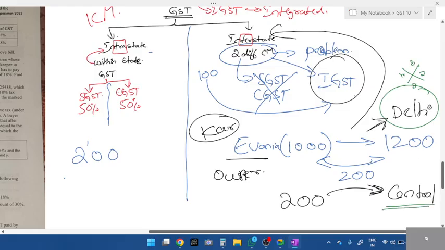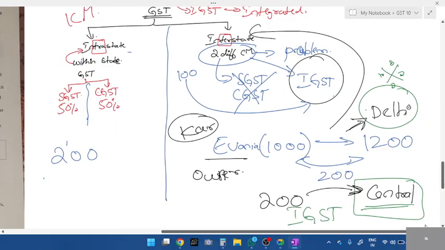Not even Delhi. It doesn't go to Karnataka or Delhi, but to the central government. Then the central government will decide and split the amount. Whatever revenue is paid to the central government, we call IGST. This is the simple concept of GST. Shall we start solving questions? Any doubts in this?